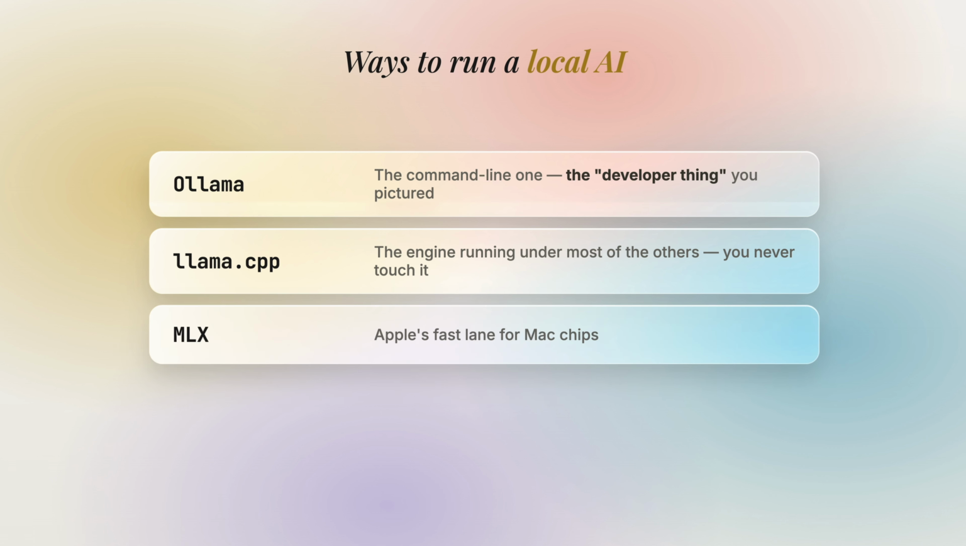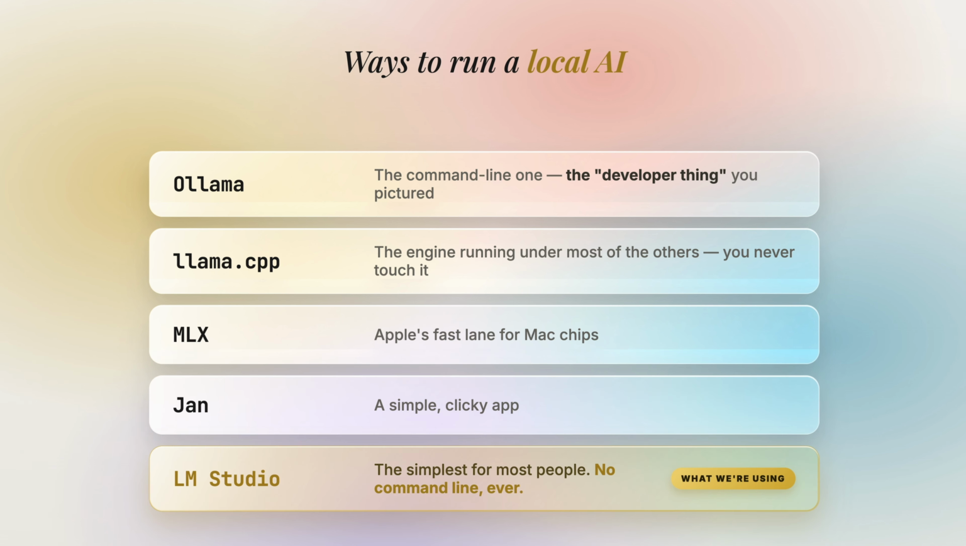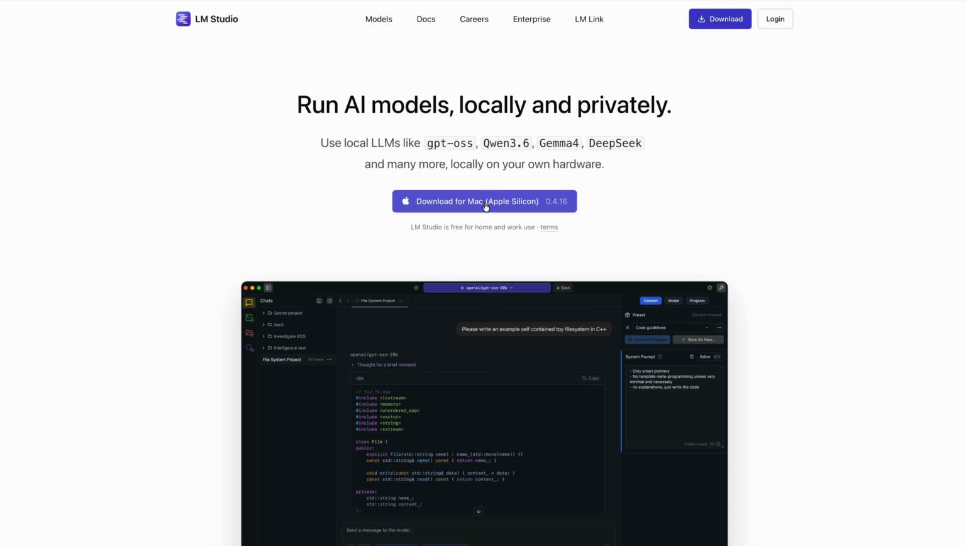MLX is Apple's fast lane for Mac chips. Jan is a simple clicky app. And LM Studio, which we're using, is the easiest for basically everybody. No command line ever, similar to a ChatGPT app. And installing it's generally 3 clicks. Go to the website, download it, and install it. That's it. It's a regular app.